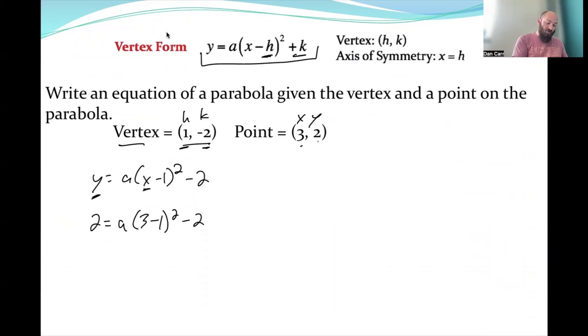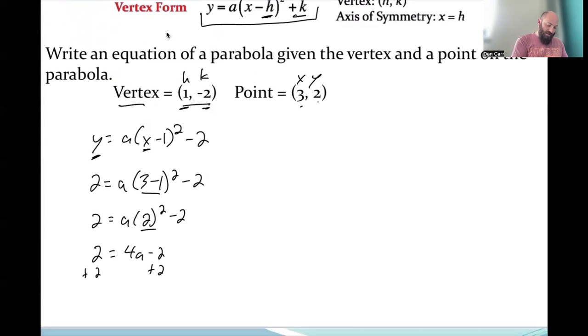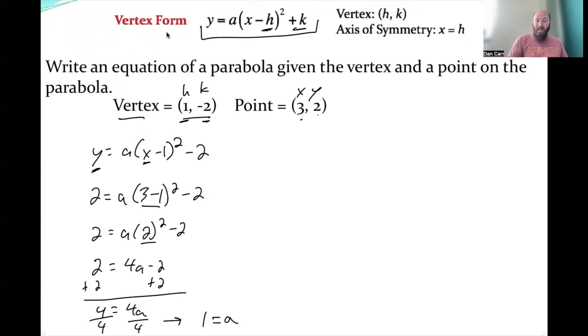So now I can go through and solve this out for a. If I look at my order of operations, I'm going to start with 3 minus 1 here. That's going to be a times 2 squared minus 2. If I square that, that's going to turn into a 4a, so that'll be 4a minus 2. So we can add 2 to both sides here, so that 4 is equal to 4a. Finally, I divide by 4. So that gives me 1 equal to a. So I have everything I need now. My equation here, my parabola, is going to be y is equal to 1 times (x minus 1) squared minus 2.